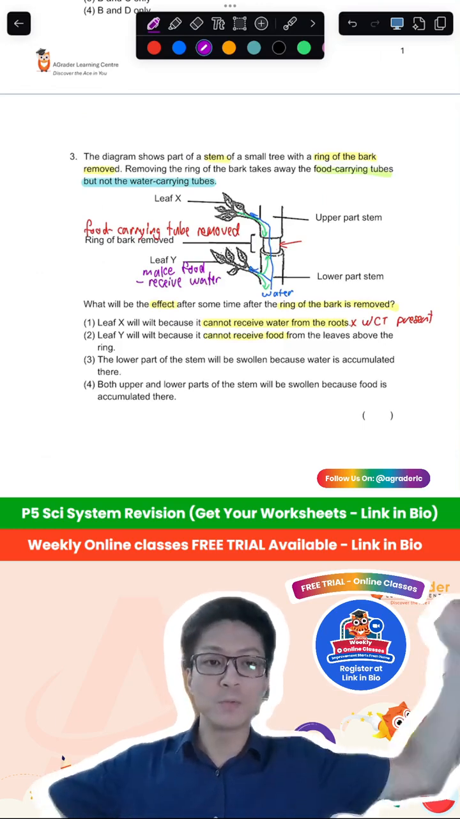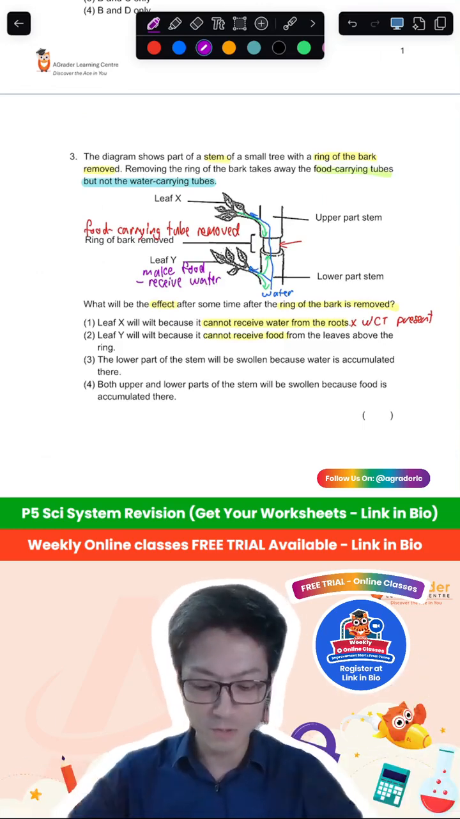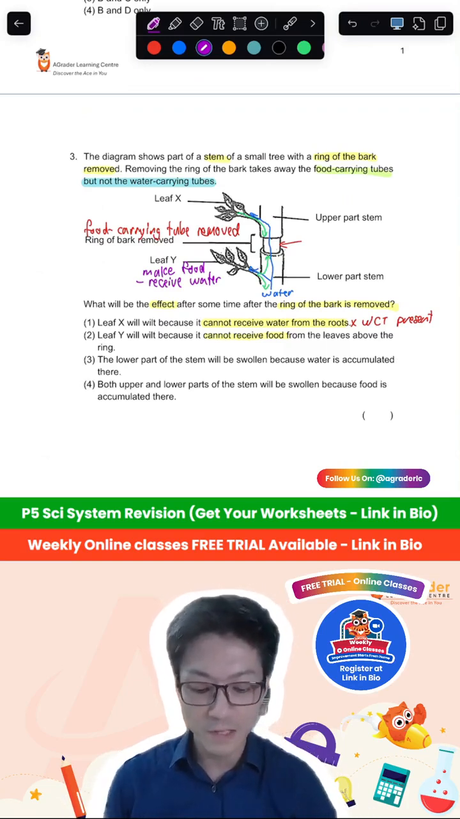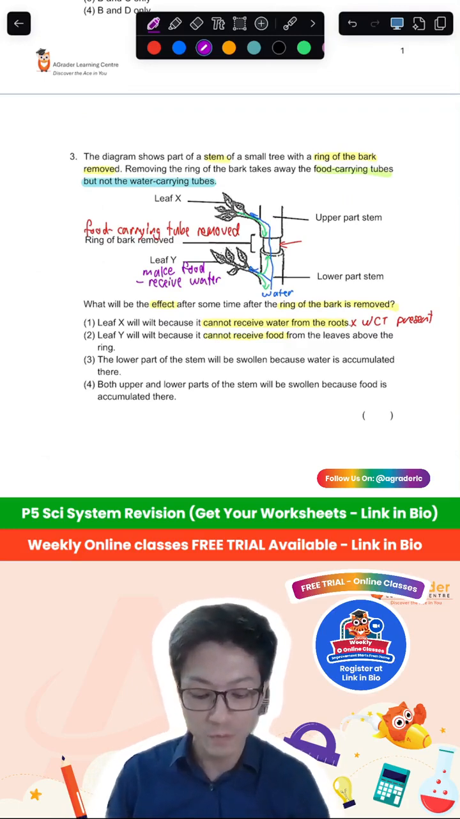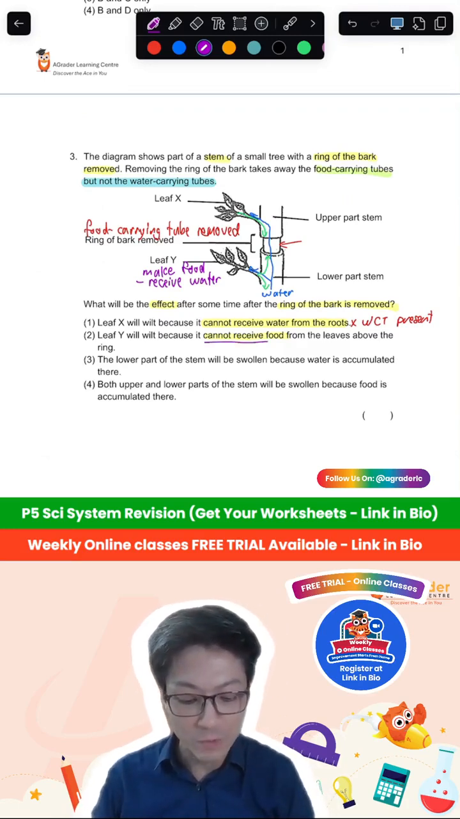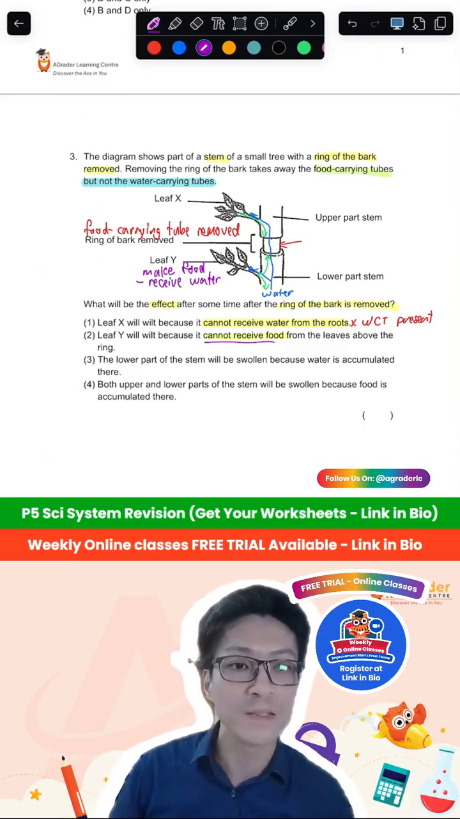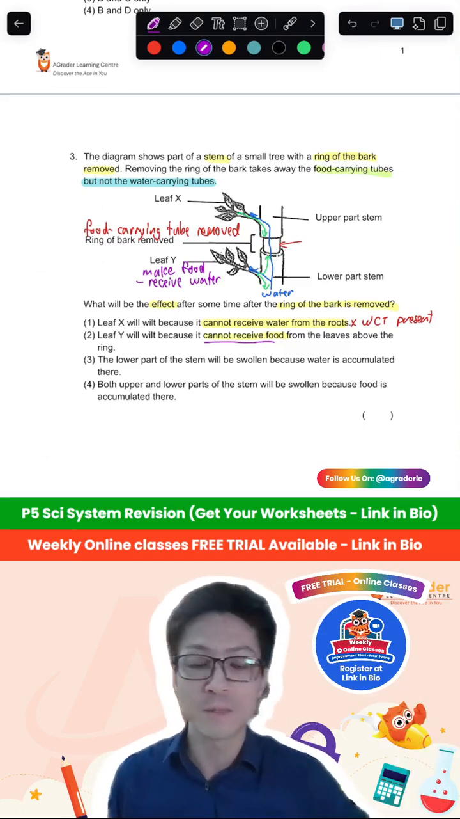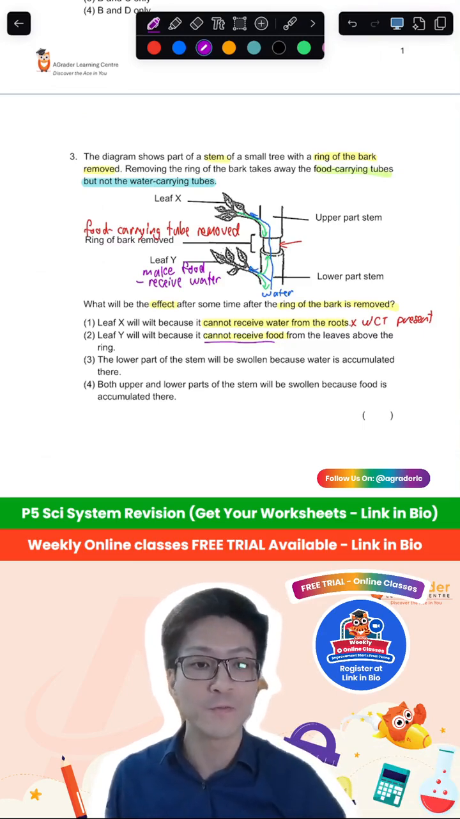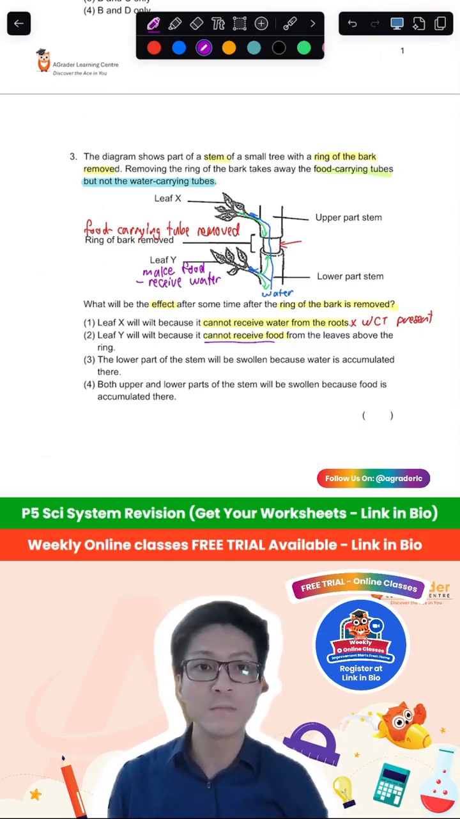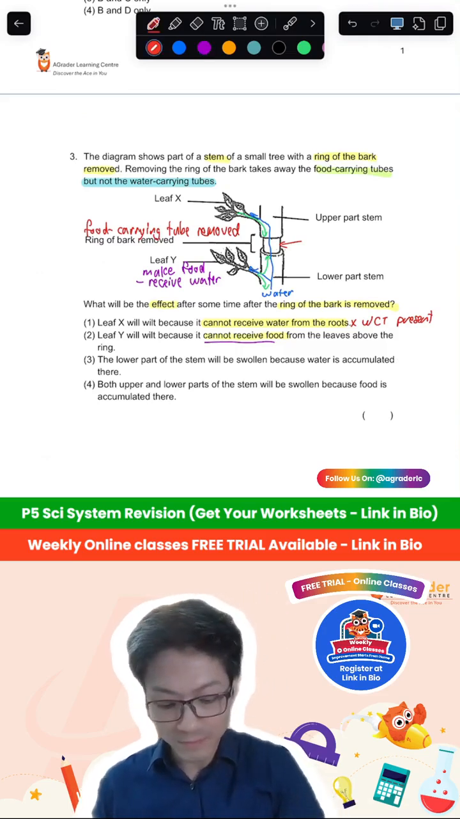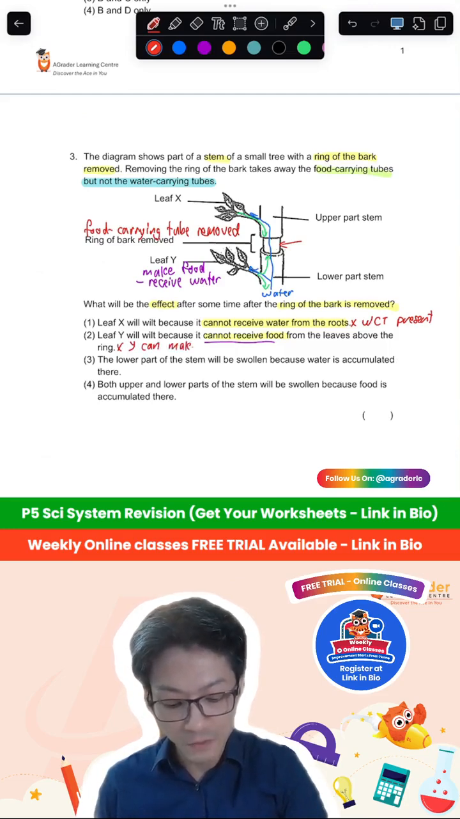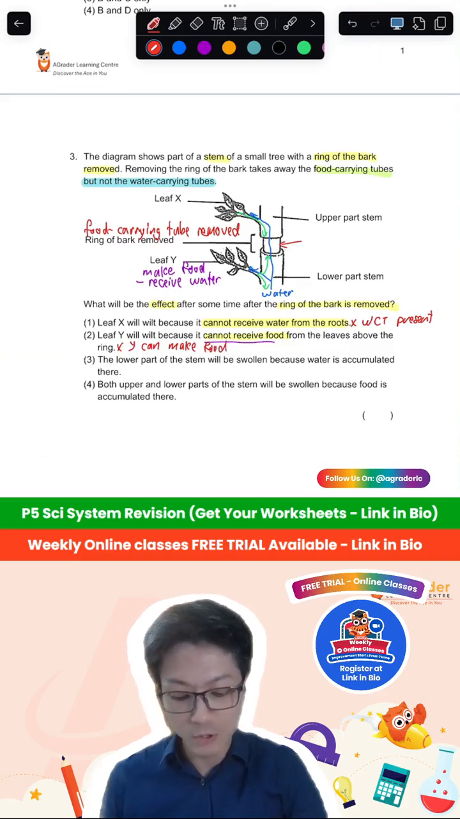So I'm sure you'll be able to take in carbon dioxide from the surroundings also. Okay, everything looks fine for leaf Y, so no reason why it cannot make its own food. And it doesn't really need to receive food from other leaves. It's not like the roots, but the roots will need to receive food from the leaves. So number 2 is also out. Y can make food.